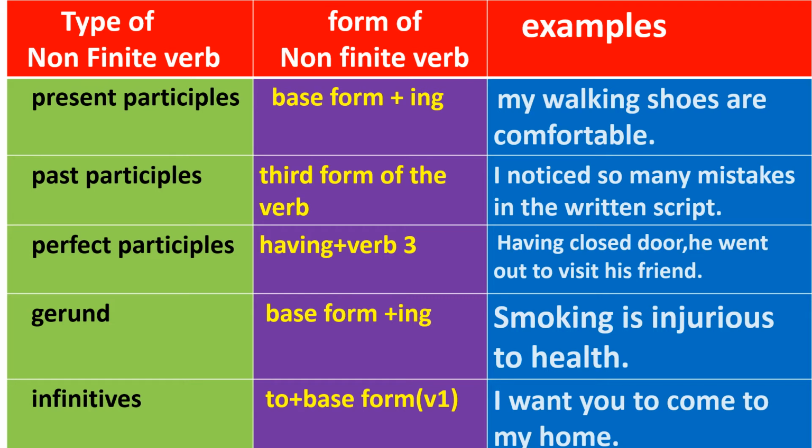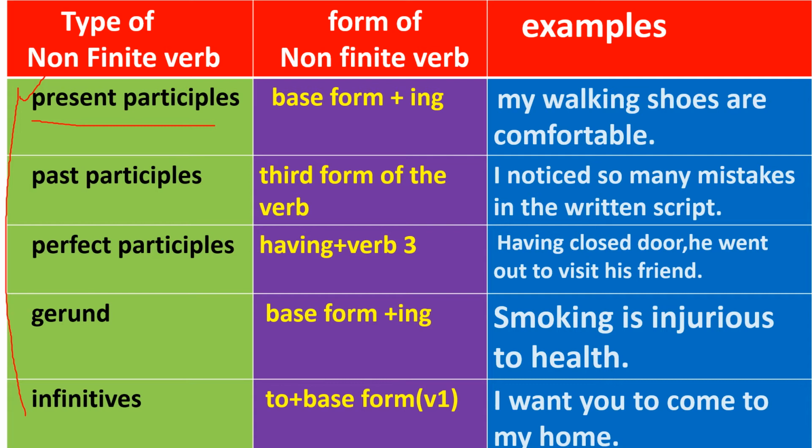Next one, I am going to show you the different forms of non-finite verbs here in this table. These are the different forms of non-finite verbs: present participles, past participles, perfect participles, gerunds and infinitives. These are all called non-finite verbs. The first non-finite verb is present participle. What is called present participle? How is the form of present participle?